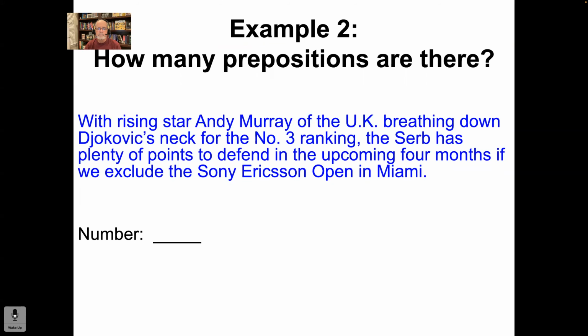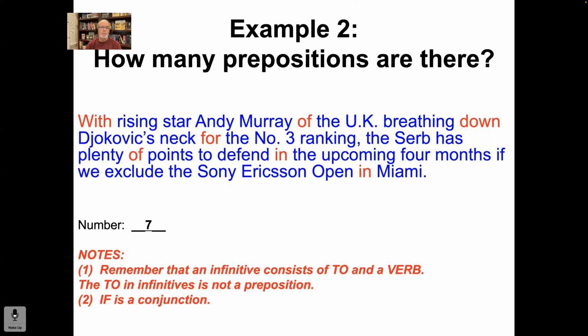Here's the answer. The answer is 7. With Andy Murray of UK, down his neck. I know it's not really down his neck. It's kind of an image here, but it really is down a place, like down the tree. The squirrel ran up the tree and he's breathing down his neck, for a ranking, of points, in months. Which months? The upcoming 4 months.